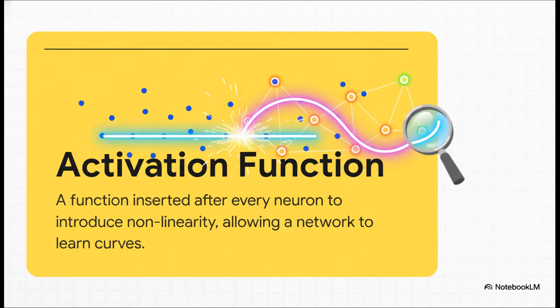And this is the solution. It's this tiny piece of code called an activation function. We stick one of these after every single calculation the network makes, and its only job is to introduce a little bend or a kink into the data. That's what gives the network the power to learn shapes. It's the spark that lets it truly learn.